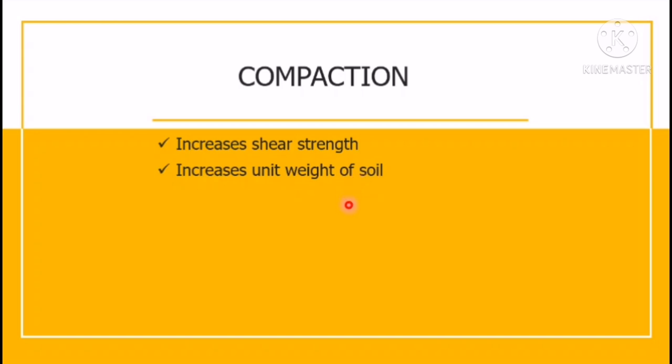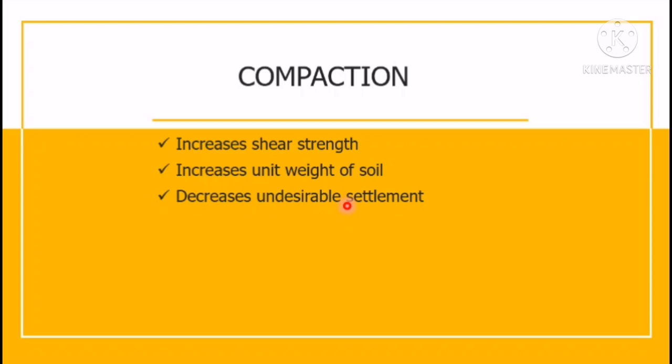Number 3, compaction decreases undesirable settlement. Why? So, the objective of compaction is to reduce the settlement of soil. So, yung pagkabuhaghag ng lupa. Mas buhaghag kasi yung lupa, mas unstable siya. So, kapag unstable yung ating lupa at nilagyan natin siya ng structure, magkakaroon siya ng settlement.